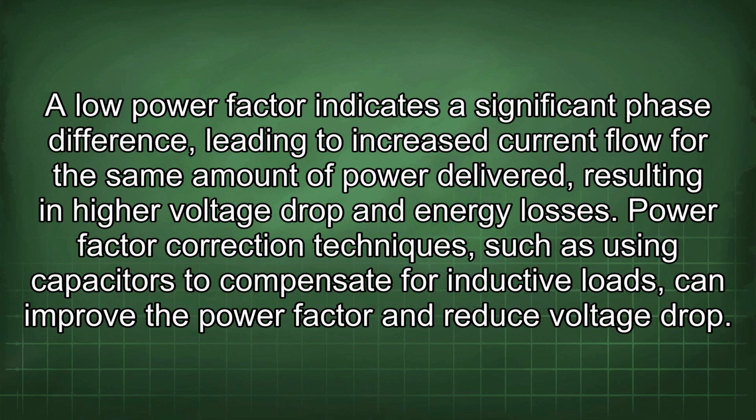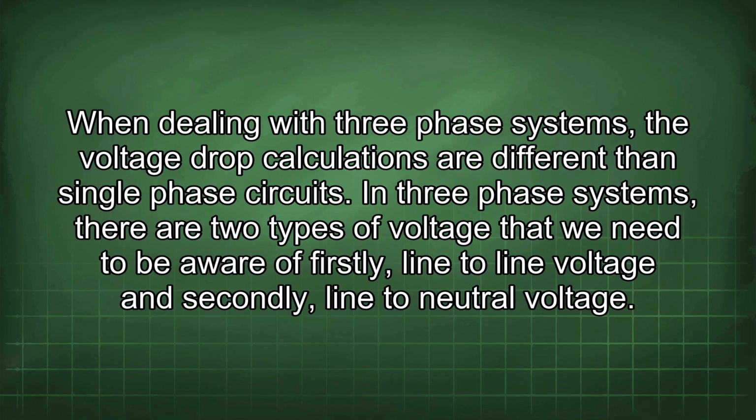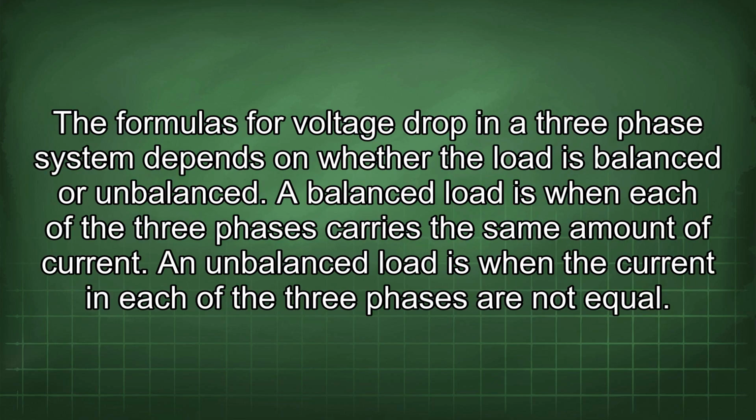Power factor correction techniques, such as using capacitors to compensate for inductive loads, can improve the power factor and reduce voltage drop. When dealing with three-phase systems, the voltage drop calculations are different than single-phase circuits. In three-phase systems, there are two types of voltage that we need to be aware of. Firstly, line-to-line voltage, and secondly, line-to-neutral voltage. The formulas for voltage drop in a three-phase system depend on whether the load is balanced or unbalanced. A balanced load is when each of the three phases carries the same amount of current. An unbalanced load is when the current in each of the three phases is not equal.